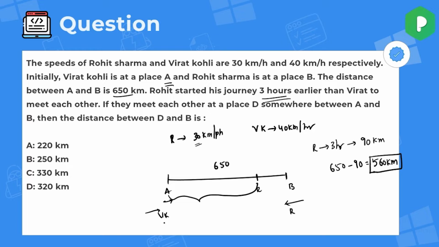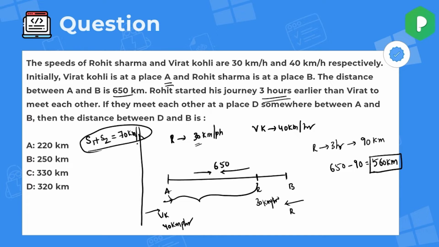Okay. Now Virat Kohli with the speed of 40 km per hour and Rohit Sharma with the speed of 30 km per hour are traveling towards each other. We know that the relative speed when two objects are moving towards each other is S1 plus S2. You have to add the two speeds. 40 plus 30, total 70 km per hour. So this is the resultant speed of those candidates.